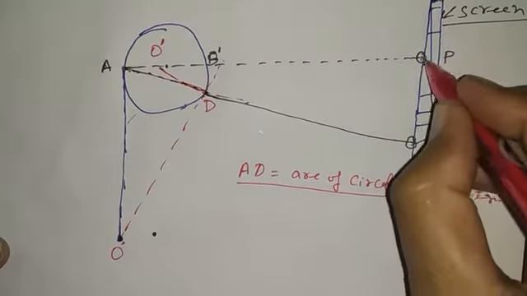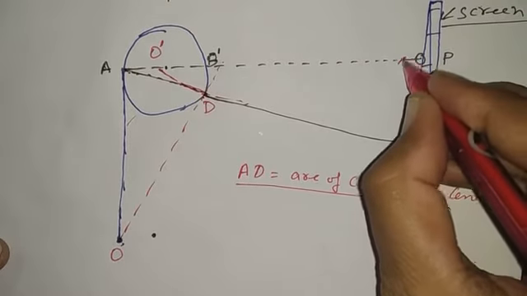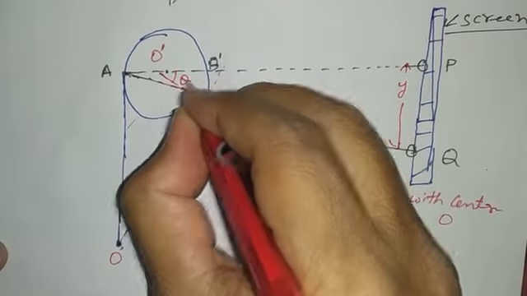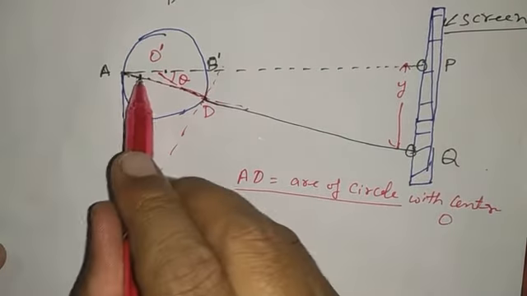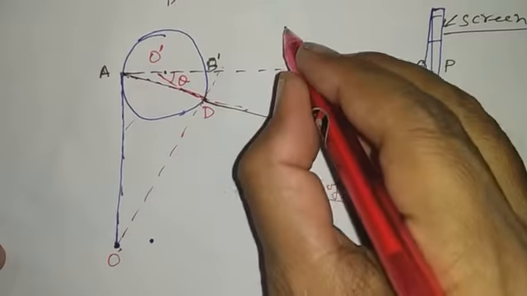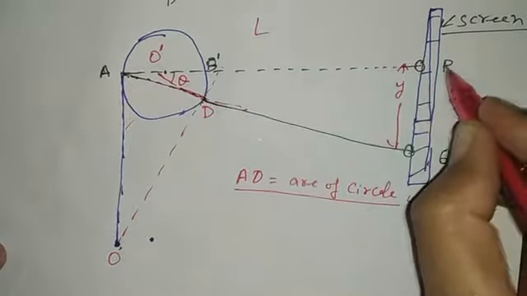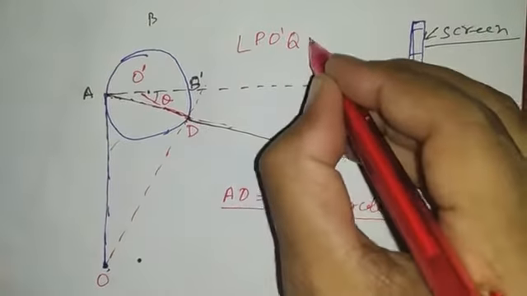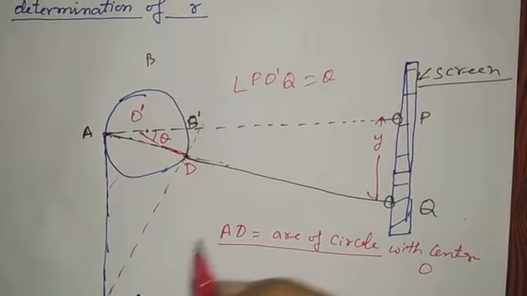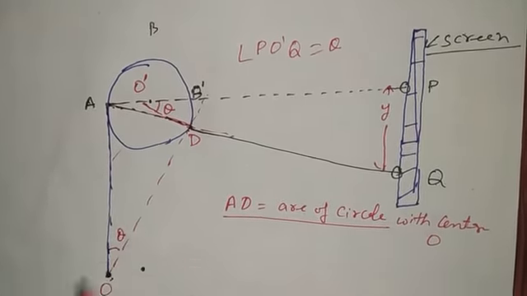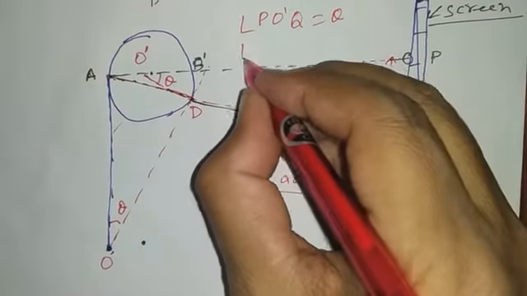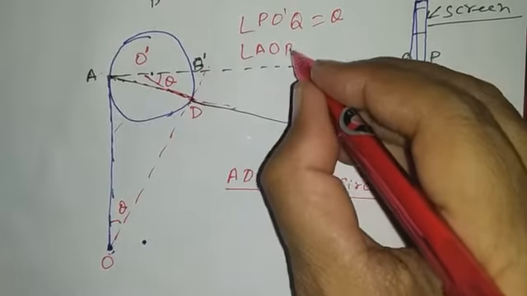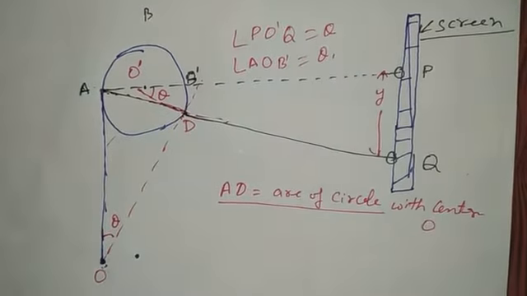See, the deflection PQ, consider it is Y here, and this angle is theta. This angle is theta at O dash, angle P O dash Q is equal to theta. This theta is the same, related with the deflection here, and angle A O B dash is also theta.